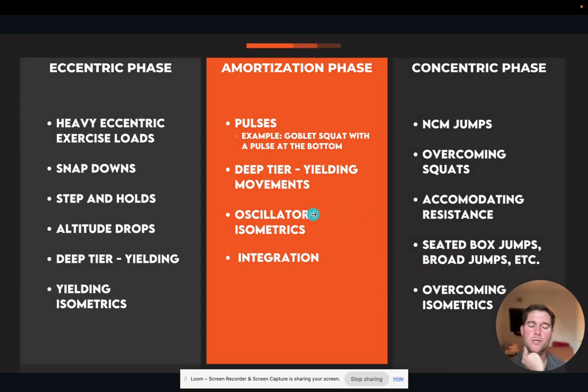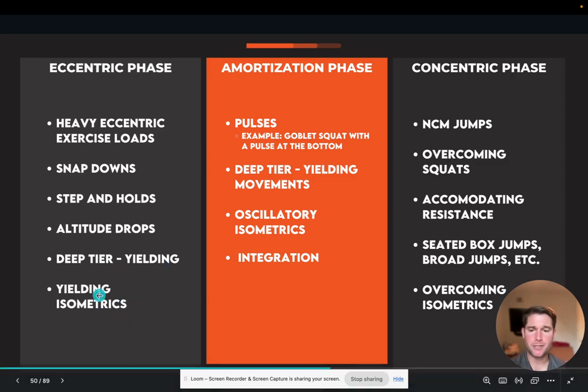Okay. So when we look at the different phases, for the eccentric phase, we can do things like heavy eccentric loads with our exercises. So we're really working on building that capacity, building the brakes. You can do snap downs, some step and holds, altitude drops where we're dropping off from a box and sticking, deep tier movements.